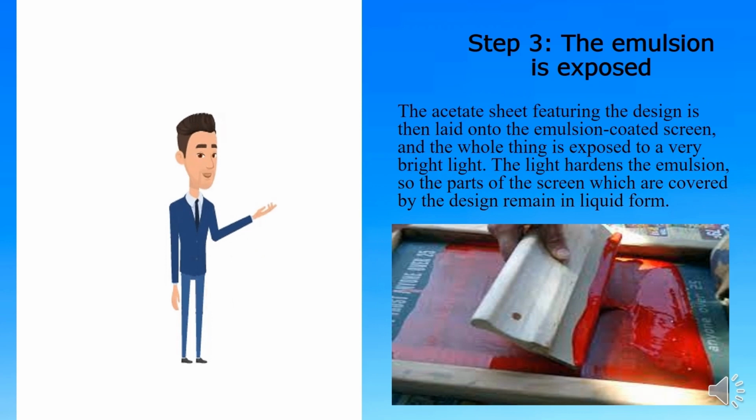Step number 3. The emulsion is exposed. The acetate sheet featuring the design is then laid onto the emulsion-coated screen, and the whole thing is exposed to a very bright light. The light hardens the emulsion, so the parts of the screen which are covered by the design remain in liquid form.